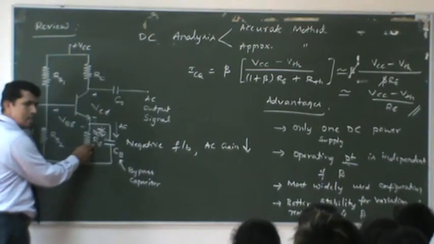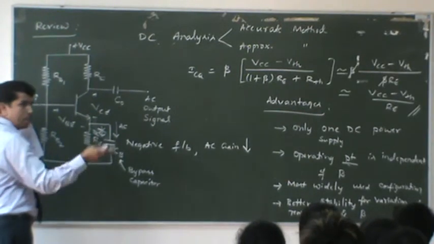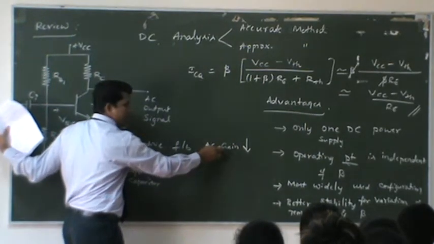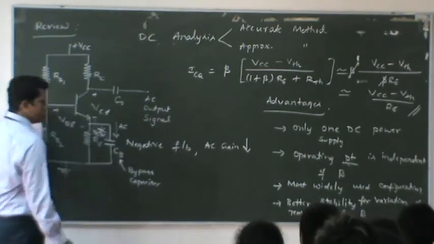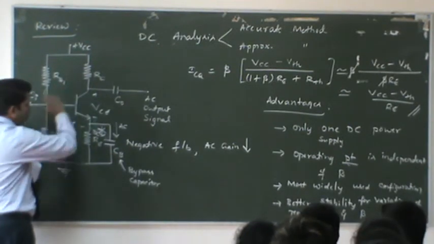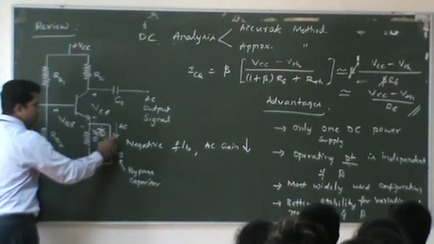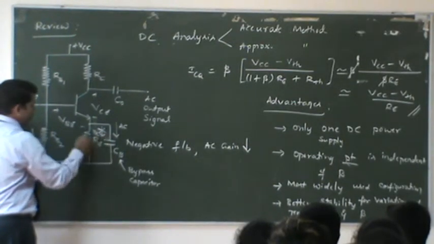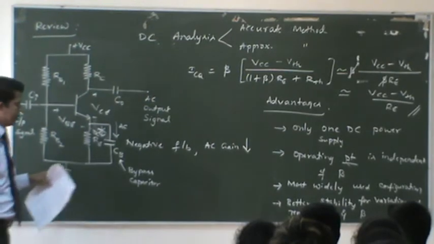Having this emitter resistor is an advantage for us because I want better stability. At the same time, my gain should not decrease. To overcome the decrease in the gain, what we need to do is add a bypass capacitor. This bypass capacitor improves the stability because it passes the AC signal and blocks the DC from going through the capacitor. So that's going to be the modified version of this circuit.